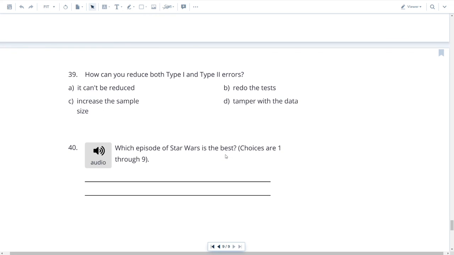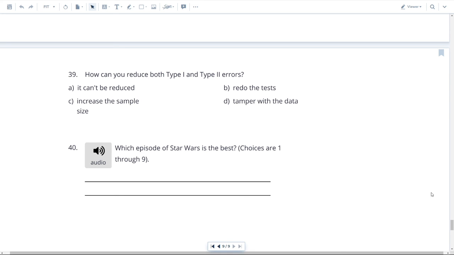Scrolling down. How can you reduce both type 1 and type 2 errors? It looks like 83% of you got this right. Increase the sample size. If you increase the sample size, you lower alpha and beta.